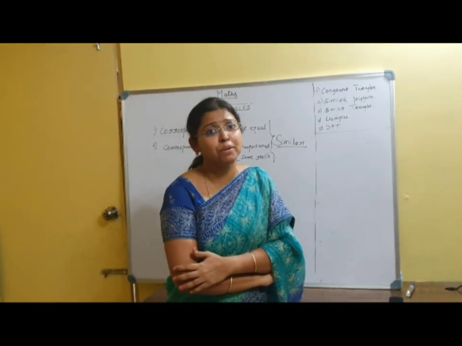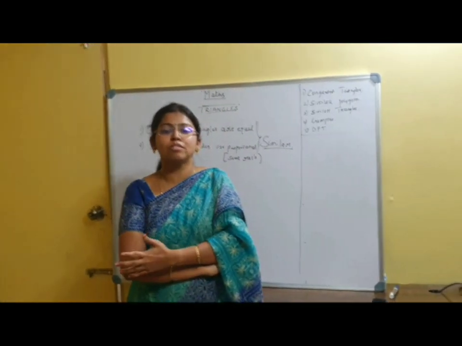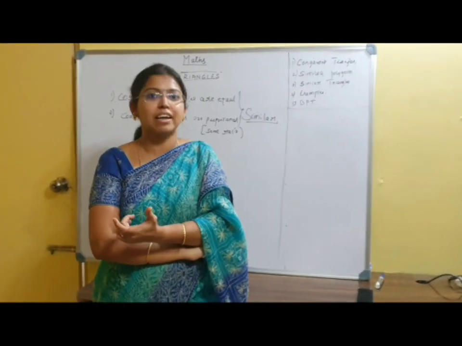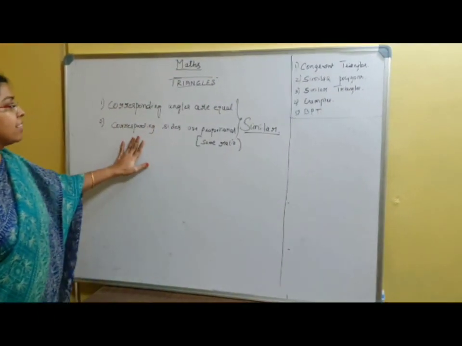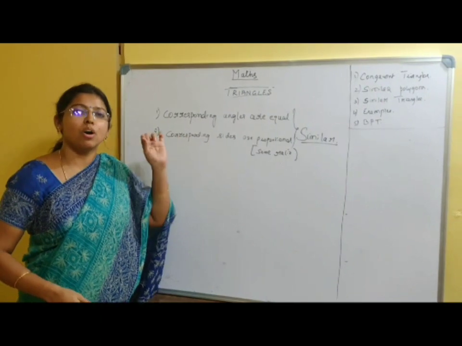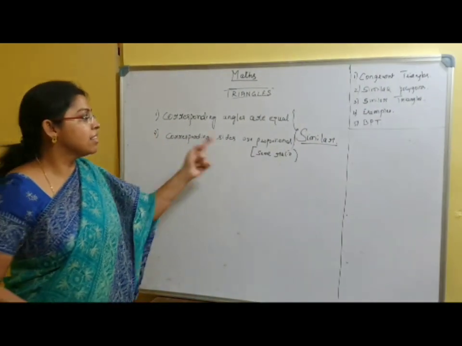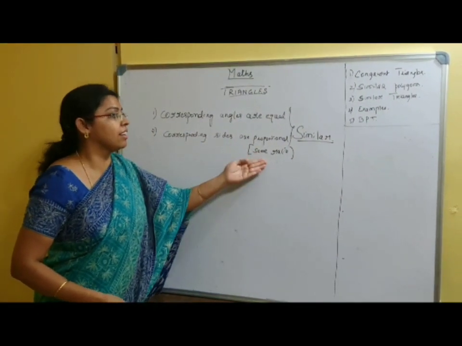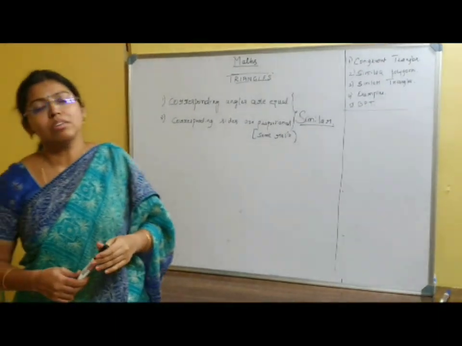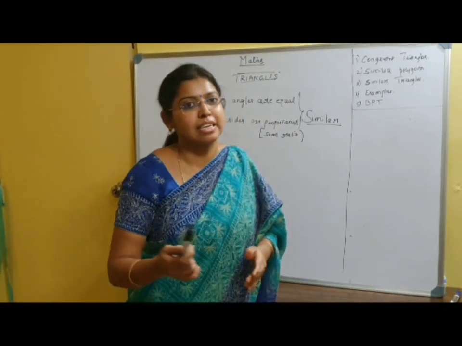What about the blueprint for the construction of buildings? They use a concept called scale factor. Scale factor is nothing but the corresponding sides or the corresponding line segments of each building being increased or decreased in the same ratio. So similar polygons are used in these kinds of applications.